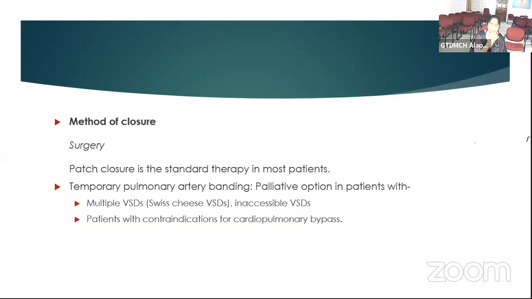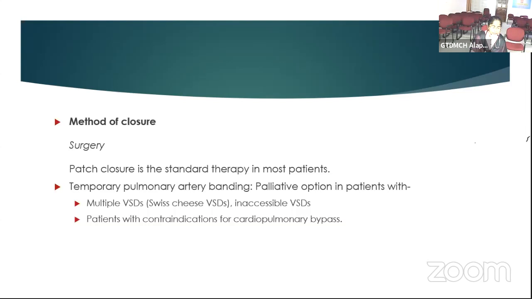Then method of closure, it can be definitive surgery or palliative. Palliative procedures are usually done in very few cases. That is pulmonary artery banding. The band is tied across the pulmonary artery to decrease the pulmonary blood flow. This is usually done in patients with multiple VSDs, that is Swiss cheese VSDs, inaccessible VSDs, in cases where surgery is difficult, or patients with contraindications for cardiopulmonary bypass.